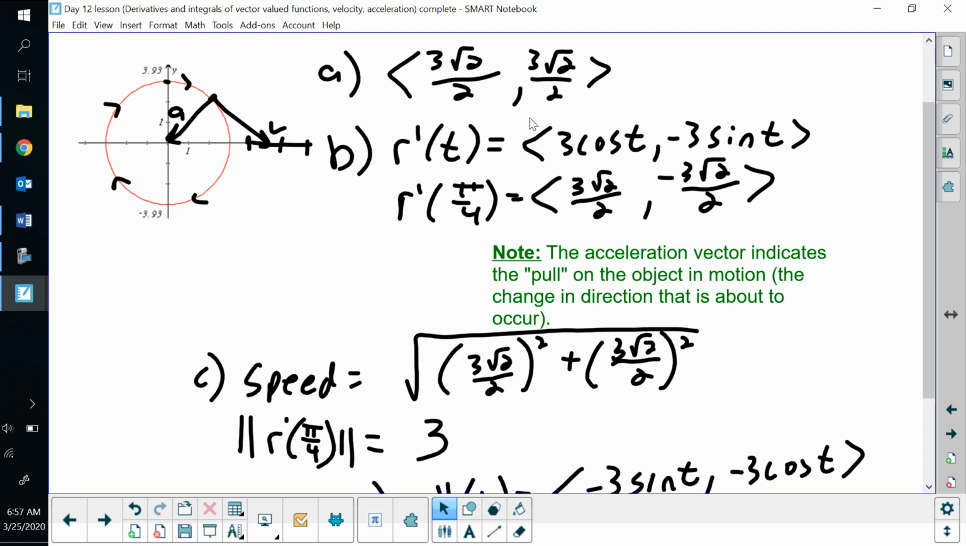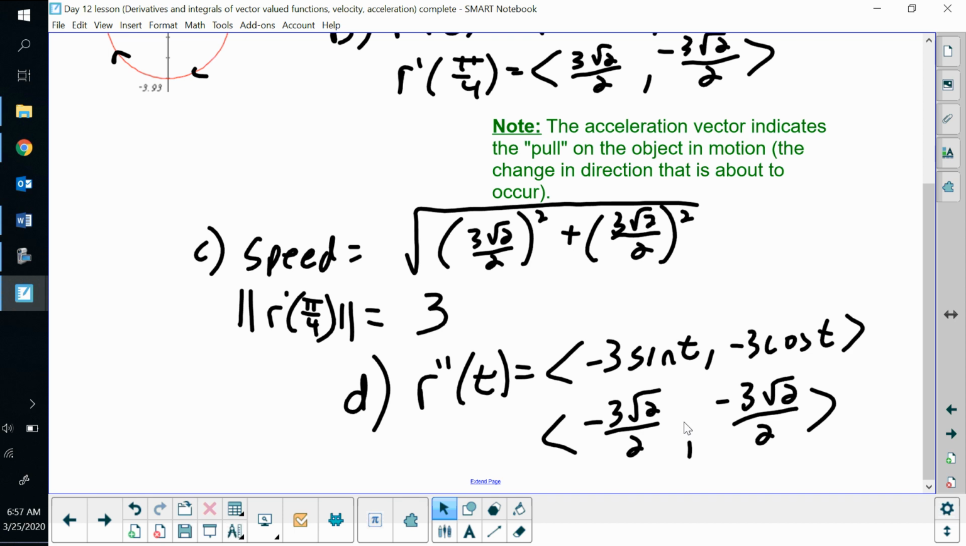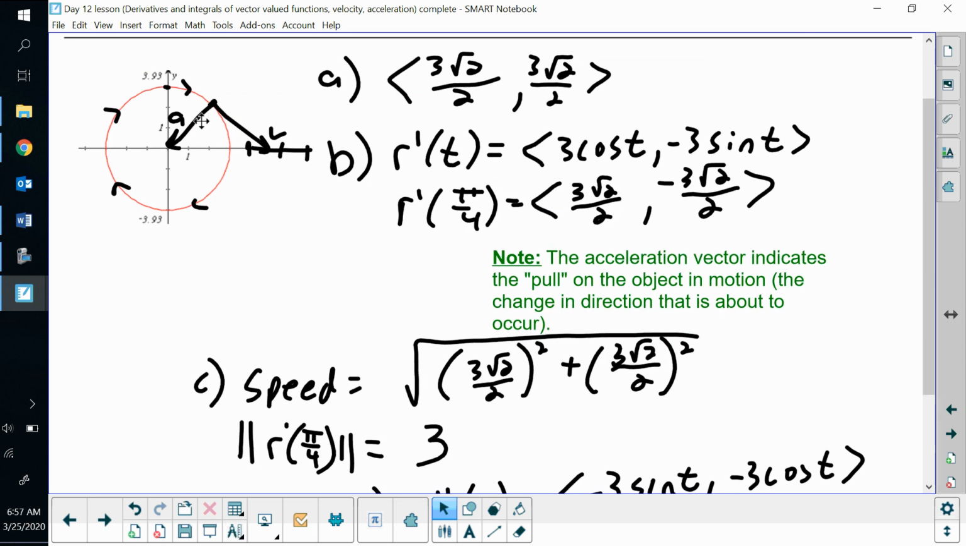And then the acceleration, if we take the derivative of the r prime one, we'll get this. And if we fill in the pi over 4, they're just both negatives. So the acceleration vector would look like this. And what that's representing is the pull on the object. It's the change that's about to occur at that instant because it's going to pull in more. So that's your acceleration.